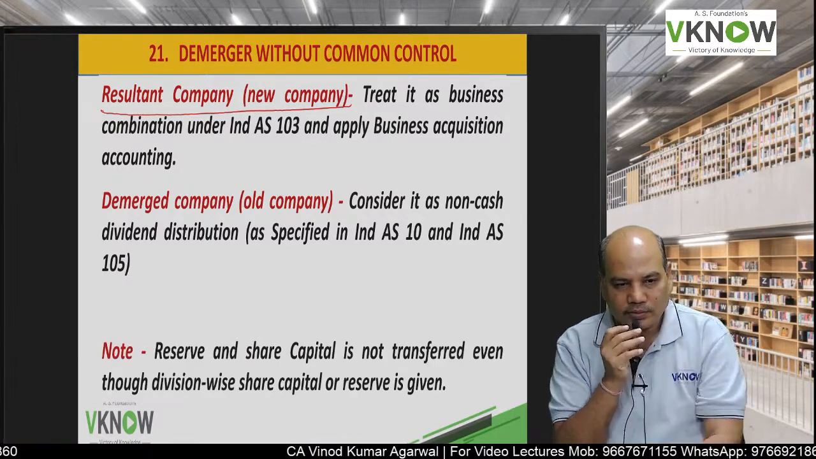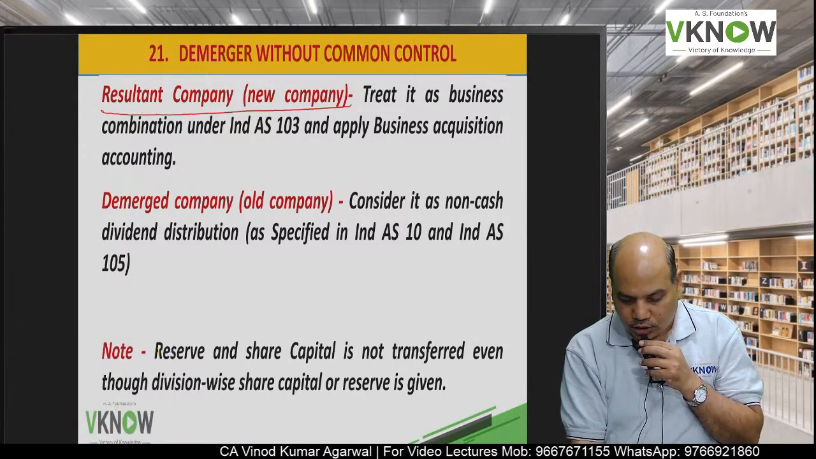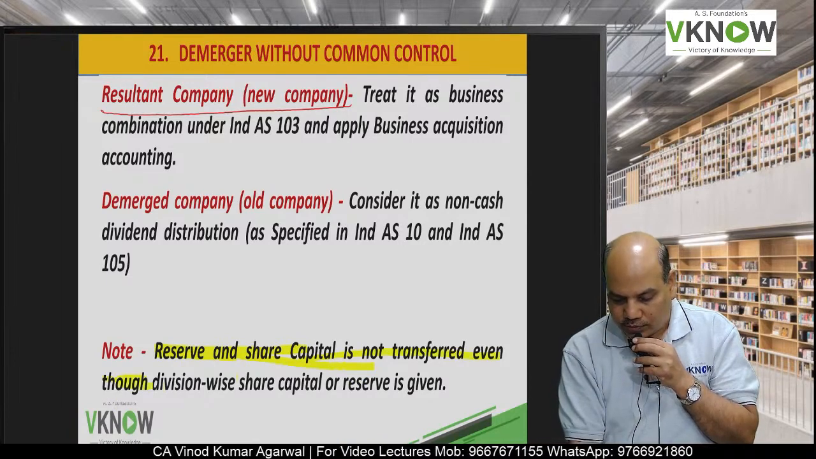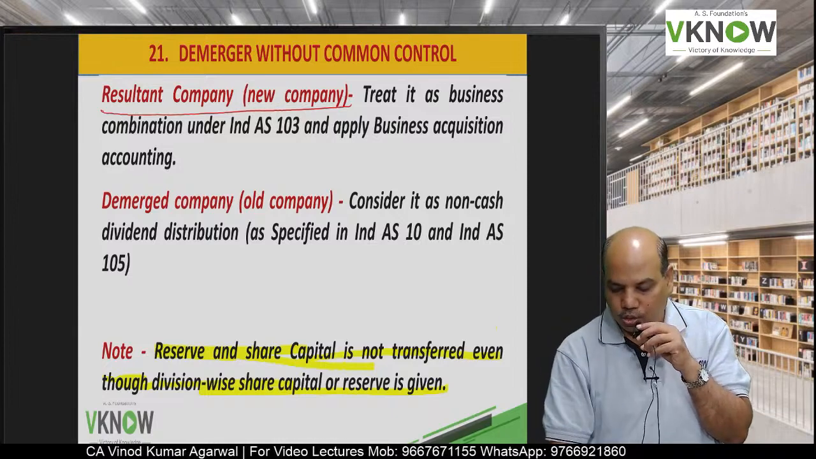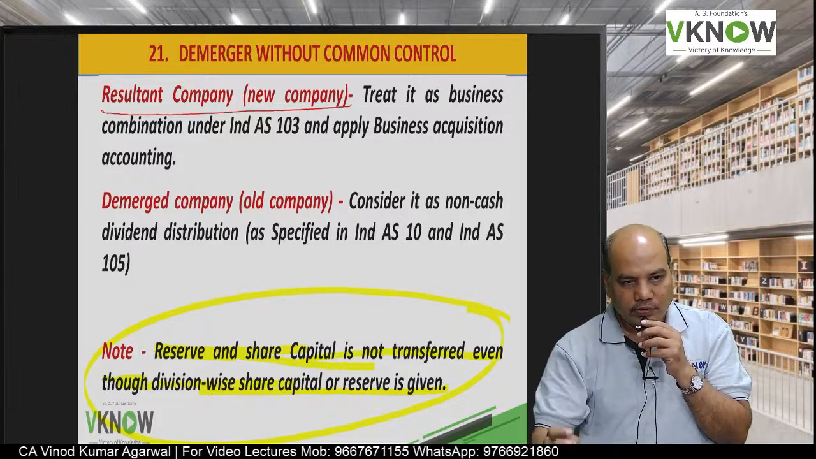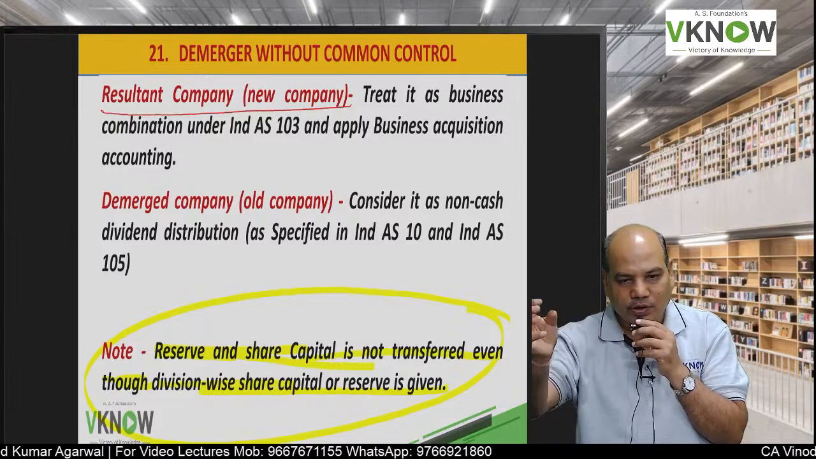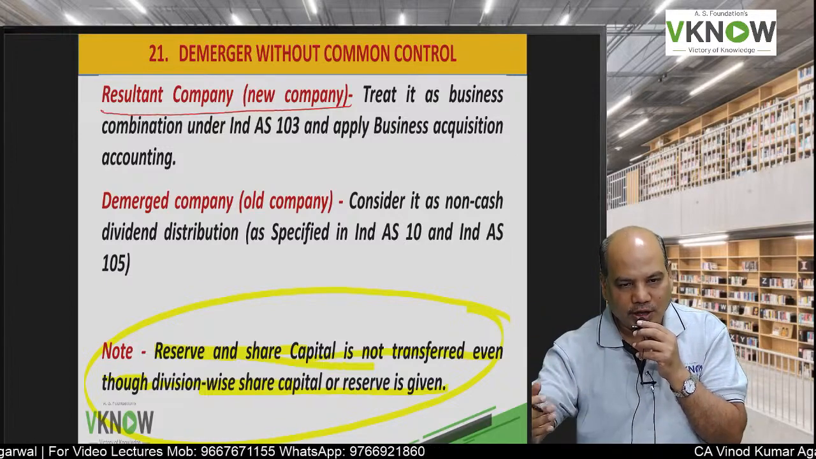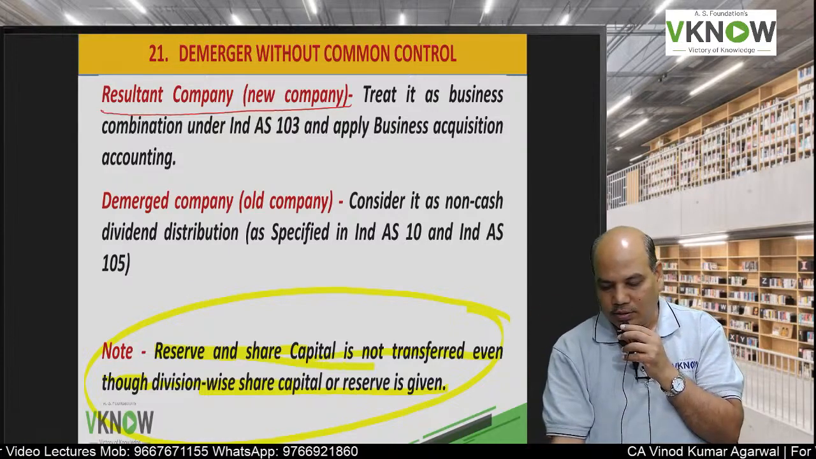Now please remember, if you have a compact balance sheet, then highlight that reserve and share capital is not transferred, even though division-wise share capital or reserve is given. To confuse you, they will give you two columns, one is Maxi Limited, second is Mini, and in Mini they will give you reserve also, but we are not going to transfer reserve or share capital. We are only going to transfer assets and liabilities.